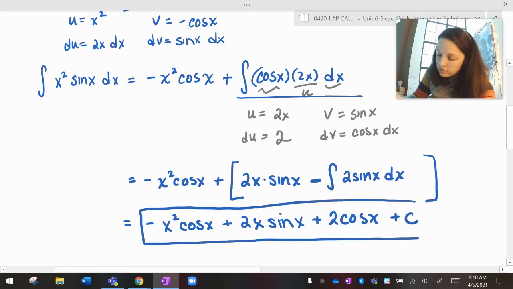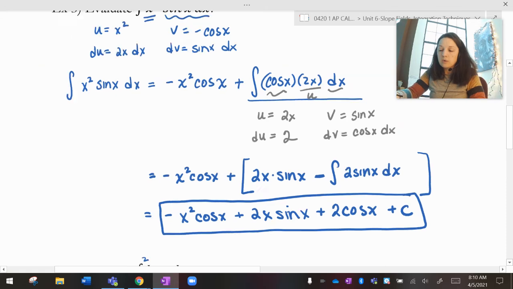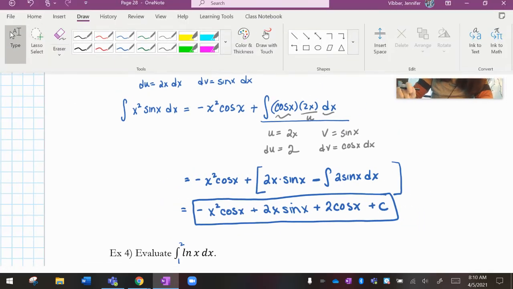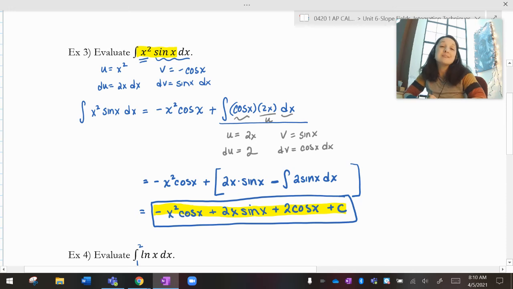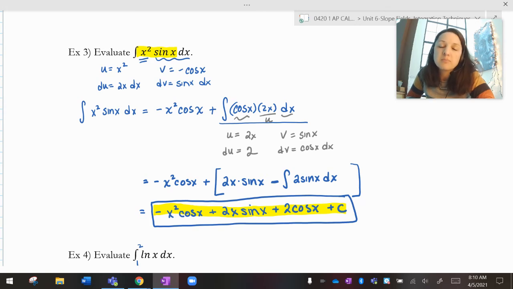Whew. What did we just find out? We found out that the antiderivative of x squared sine x is negative x squared cosine x plus 2x sine x plus 2 cosine x plus c. Life isn't fair and integrals don't make sense. Okay, yeah, integrals do make sense, but my point is life isn't fair and integrals aren't always something that you can figure out in your head just by looking at it.